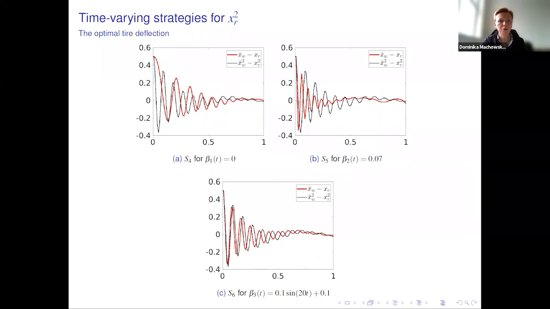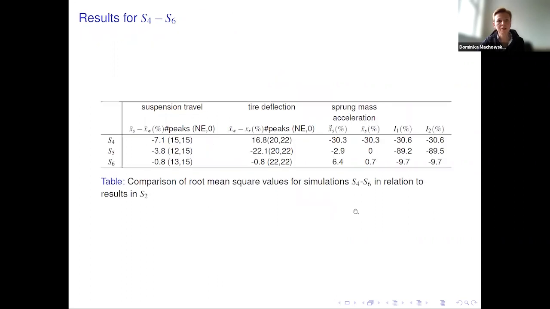For the optimal tire deflection, we see that the vibration declines quite nicely in all of the cases. So what about the results in numbers? Here we see that we are able to increase the safety and the comfort in all of the cases. However, not in the same way.